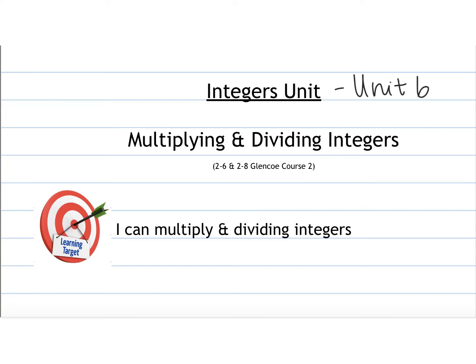Hello 6th graders, we are still in Unit 6. This is our last video for the integers unit on multiplying and dividing integers. Learning target: I can multiply and divide integers. So make sure you have the unit written down, the title, and the learning target. If you are using the note packet, have that out ready to go.